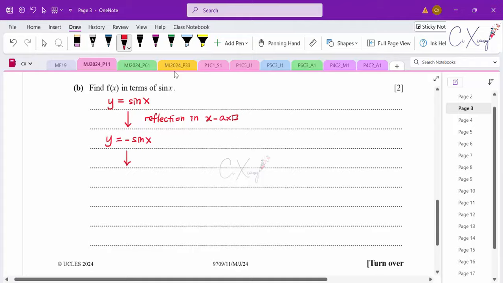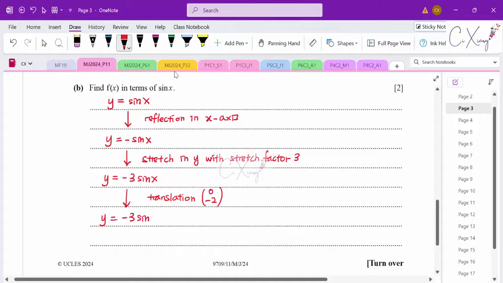After that, the second transformation is a stretch in y with the stretch factor 3. That means you multiply your whole equation by 3, so you have negative 3 sine x. Lastly, you have a translation, where you move it 2 units downwards. Moving it 2 units downwards means that outside the basic function, you have to minus the 2.